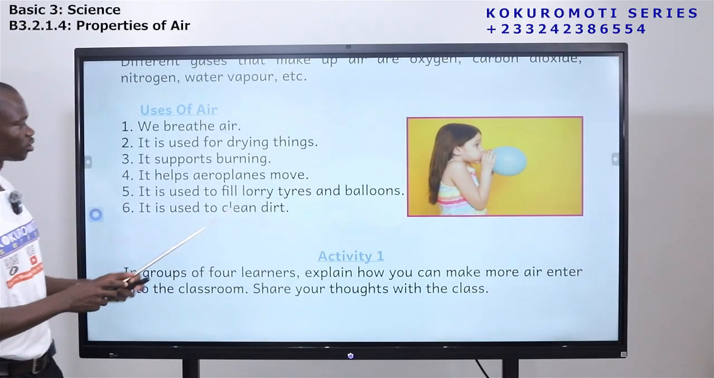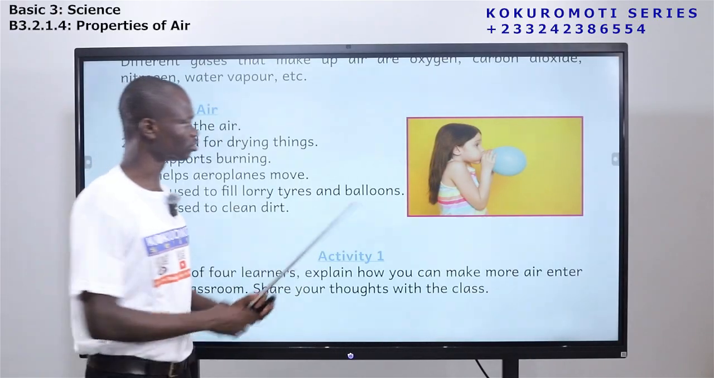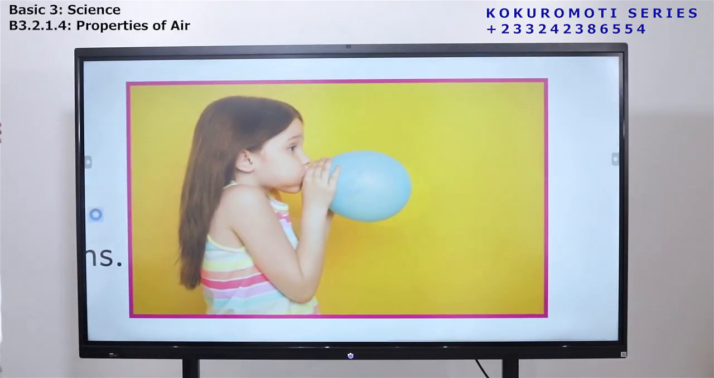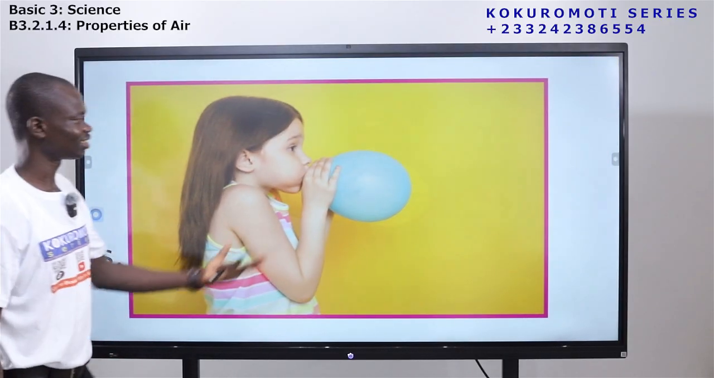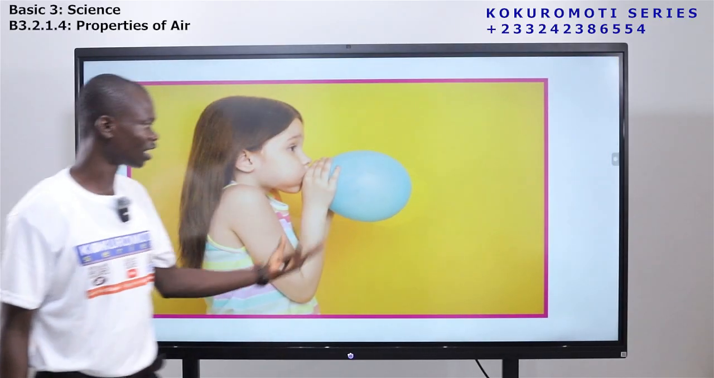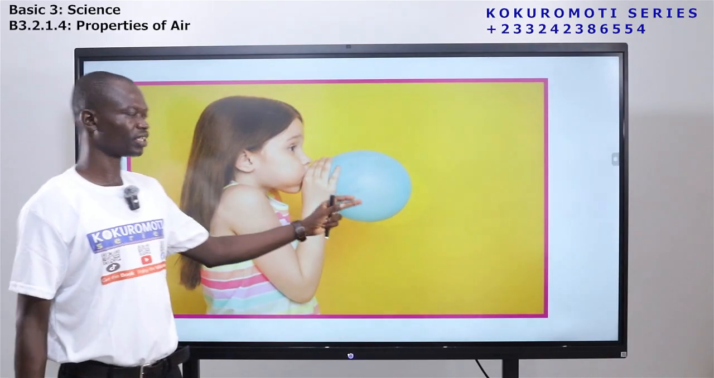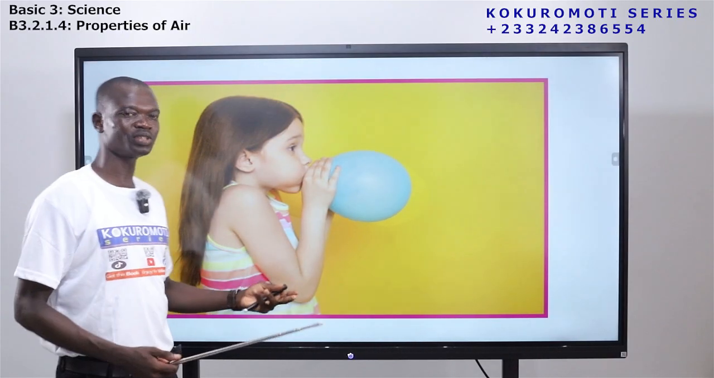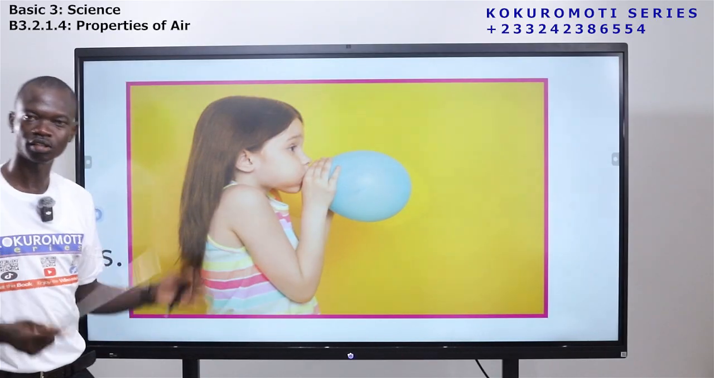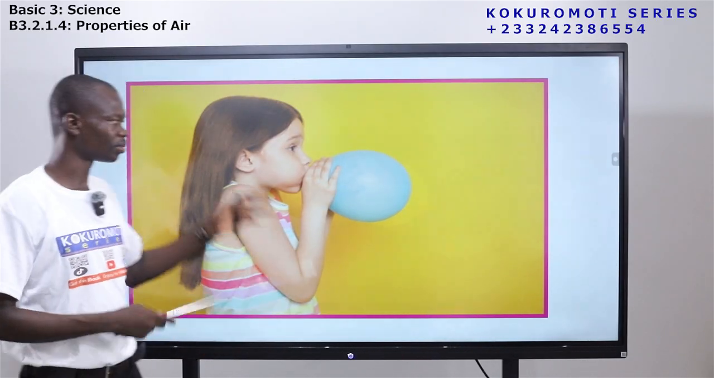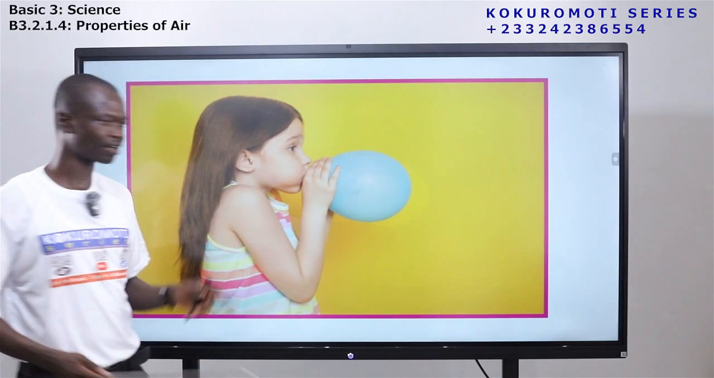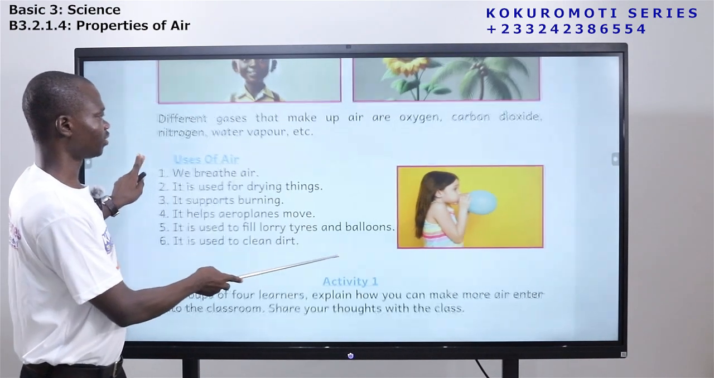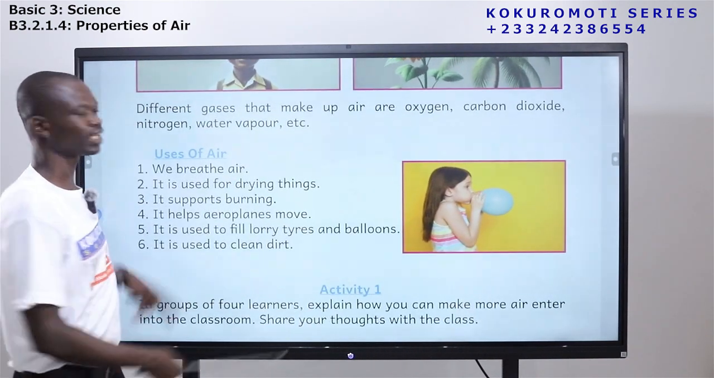Air is used to fill lorry tires and what? Balloons. Let's look at this beautiful girl. What do you think she's doing? Yes, she's inflating the balloon. She's filling the balloon with what? Air. So we use air to fill lorry tires. We use air to fill balloons. You see, if the tire of a car is deflated, it can't move.